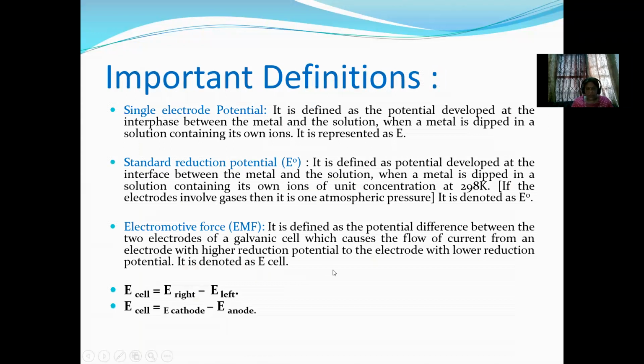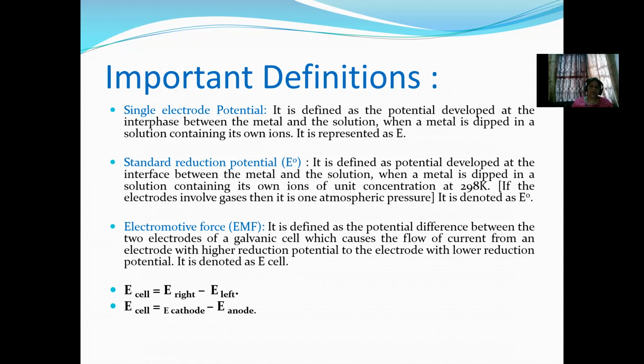Now we'll very quickly look at some important definitions that the student should remember for this module. That is the single electrode potential. What is the electrode potential? An electrode gets a potential. Why? Due to the creation of charges on the electrode surface. On any electrode surface, two layers are created. One is negative charges, due to the production of electrons.